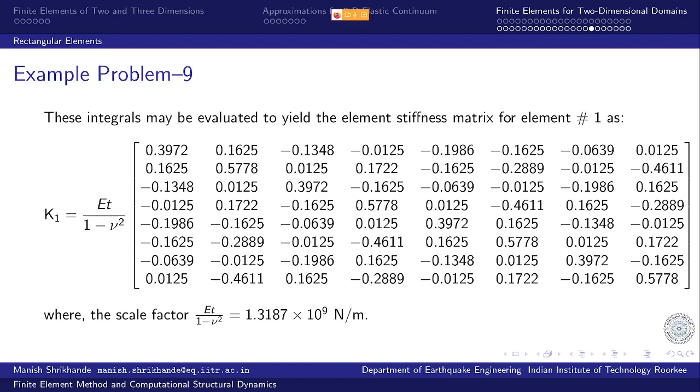So once we evaluate these integrals, the element stiffness matrix for element number 1 is obtained as this matrix. This scale factor Et divided by 1 minus nu square can be computed. Everything is known. T is 6 mm, E is 2 into 10 to the power 5 megapascal, nu is 0.3. So this can always be computed, and this evaluates to 1.3187 multiplied by 10 raised to the power 9 Newton per meter. And these are of course dimensionless constants.